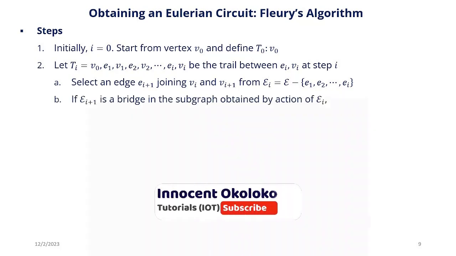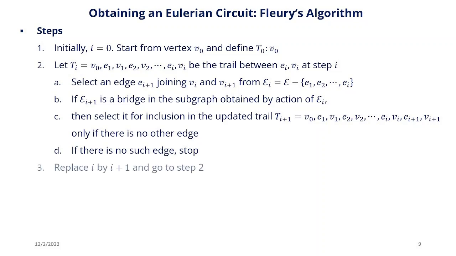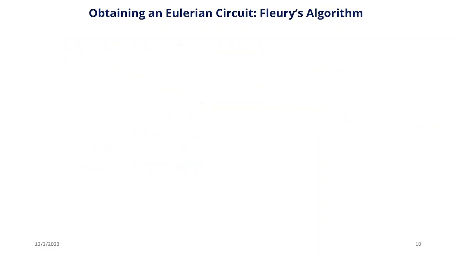If Ei+1 is a bridge in the subgraph obtained by the removal of Ei, then select it for inclusion in the updated trail Ti+1 equal to V0, E1, V1, E2, up to Ei+1, Vi+1, only if there is no other edge. If there is no such edge, stop. Now we are in step 3. Replace i by i+1 and go to step 2 and continue.